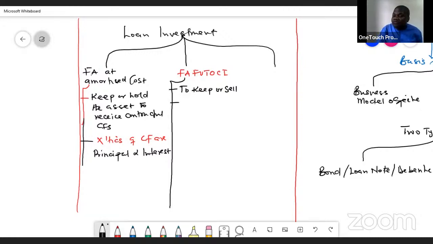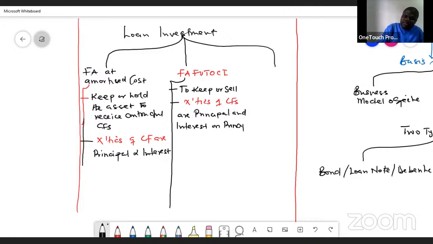The contractual cash flow characteristics: the characteristics of cash flows are principal and interest on the principal amount outstanding.